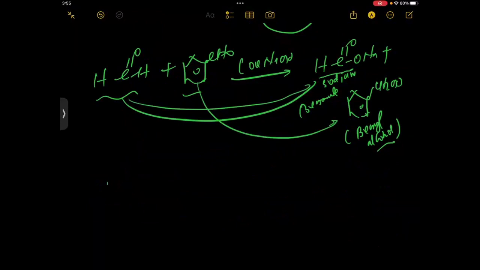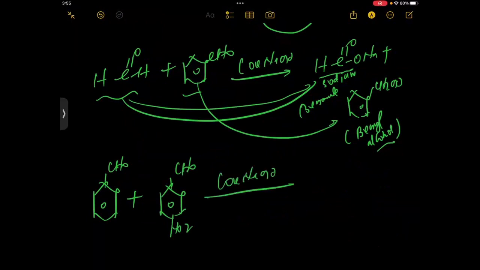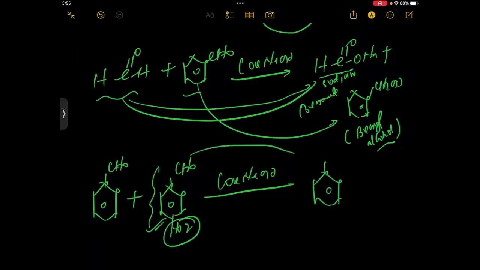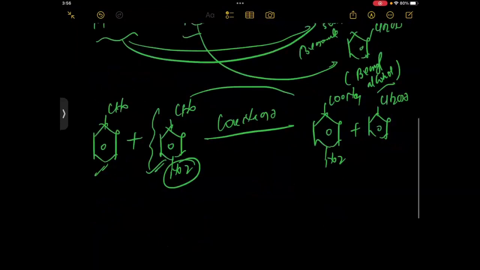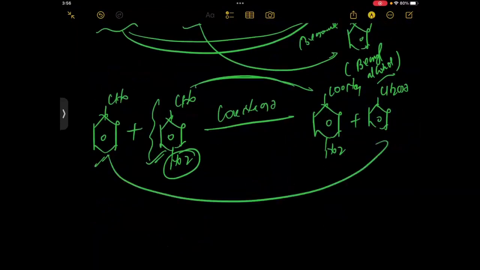One more example: here is benzaldehyde, and the second compound we will take is CHO with NO2, p-nitrobenzaldehyde. When we take conc NaOH, what will happen? This is the more reactive one because the NO2 group is there. So this part is more reactive, and it is going to be the oxidized form. What will happen? COONa, and here is NO2, and the other is going to be the reduced form, meaning CH2OH, right? That is the reduced form, and here is the oxidized form.